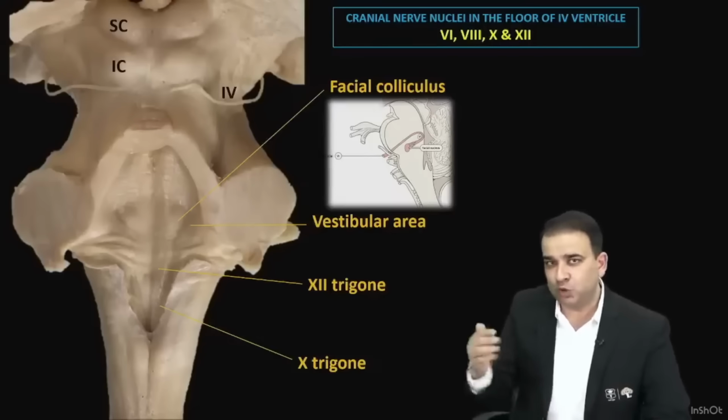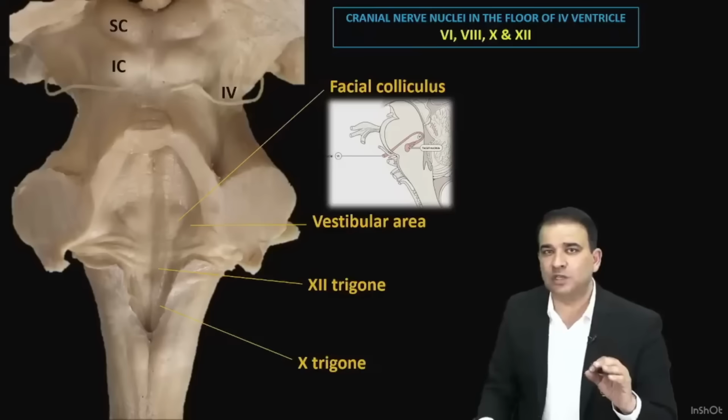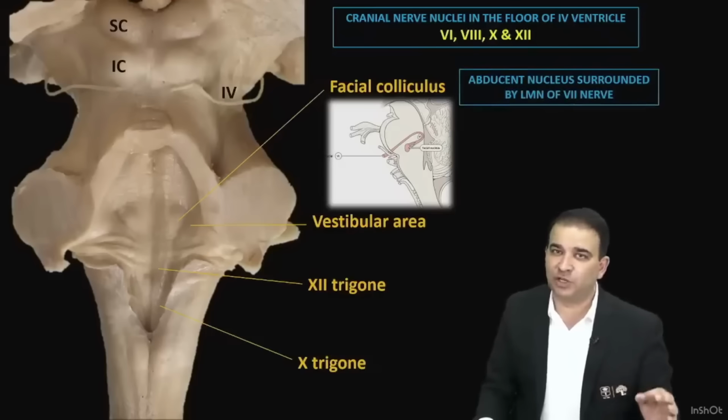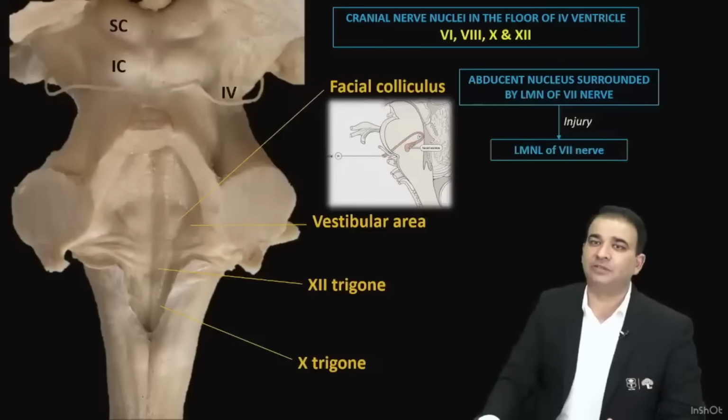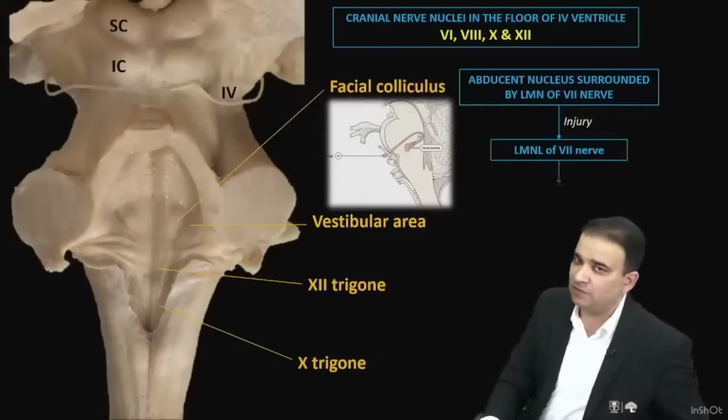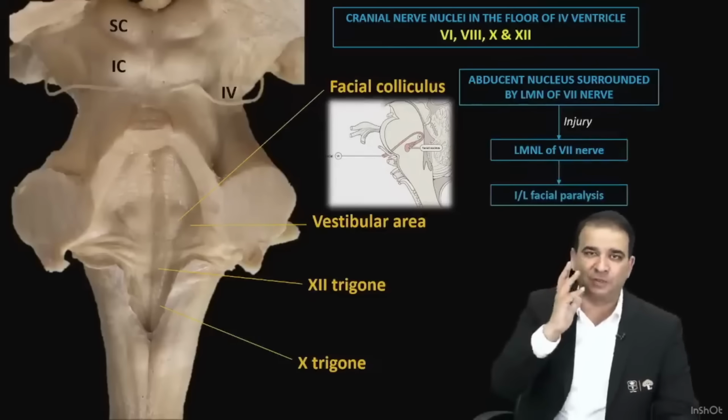So if you have to choose one, injury to facial colliculus means there is a lower motor neuron lesion of the facial nerve, and that will lead to the ipsilateral facial paralysis. Lower motor neuron lesion of facial nerve will be there, and there is an ipsilateral facial paralysis.